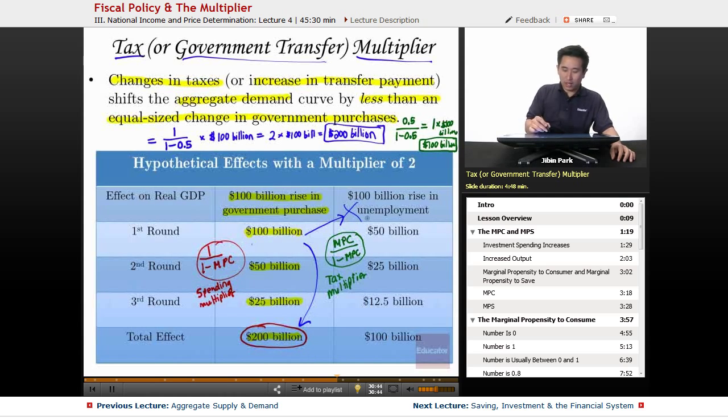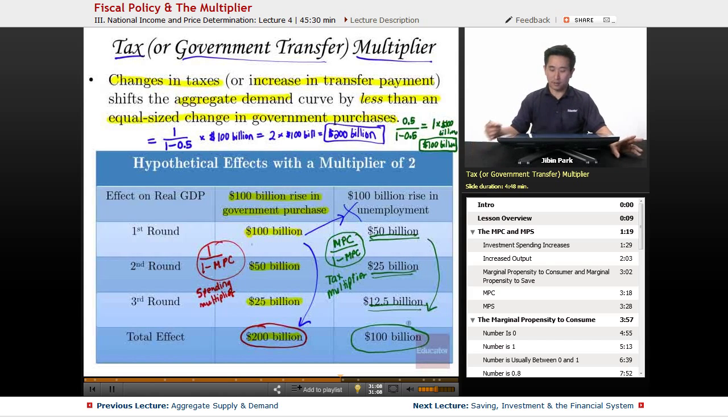Again, the reason why is that if you cut taxes by $100 billion, or increase unemployment benefits by $100 billion, people are going to spend 50% of that, and then of that amount they're going to spend 50%, and of that amount 50% again. If you add the rounds together, you get a total of $100 billion spent, compared to the spending multiplier. With the tax multiplier, MPC over 1 minus MPC, you don't get as much direct impact on the economy, because money leaks out through saving.